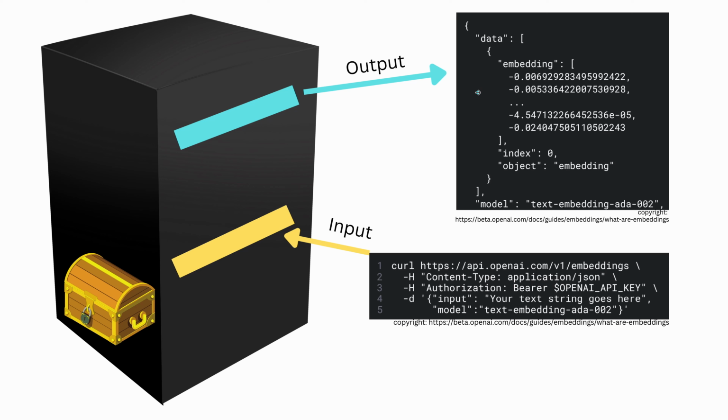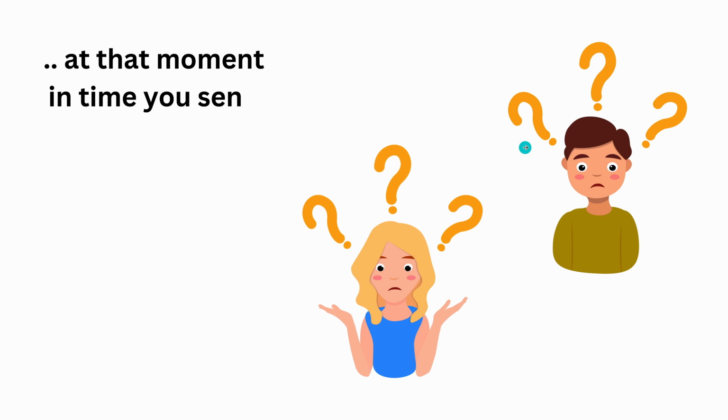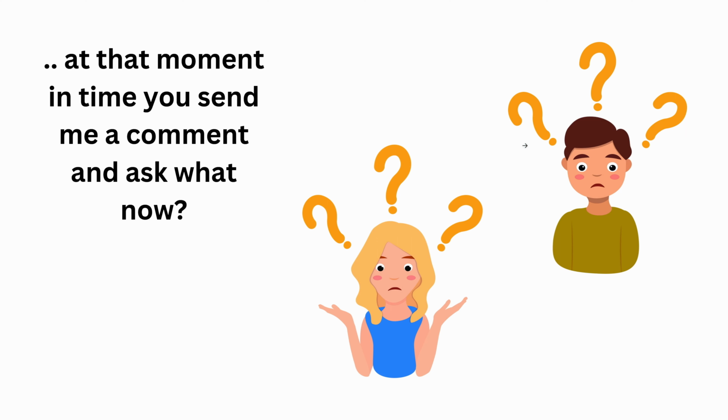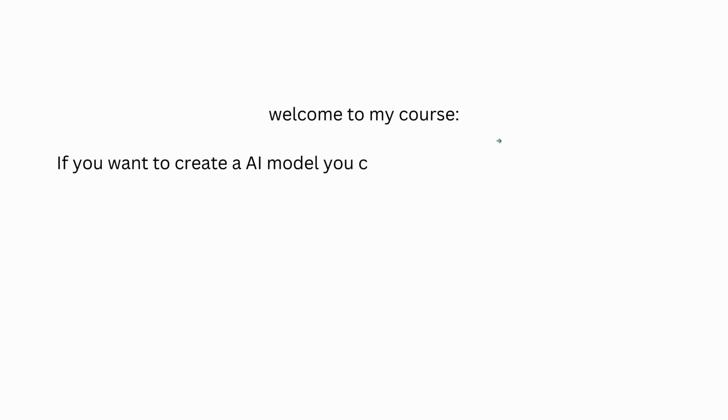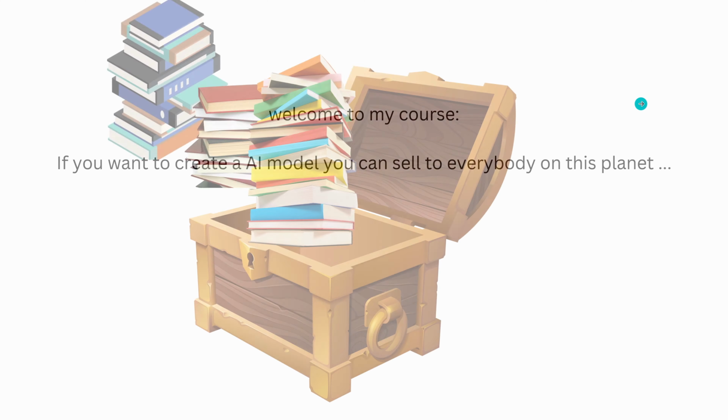And if you really just bought embeddings, this is the result you get back. You get back a vector, a high-dimensional tensor, a vector object representation in a vector space. And then comes the beautiful part. And at this moment, some viewer turned to me and says, hey, what now? Okay, so welcome. Welcome to my course, if you want to create an AI model you can sell to everybody on this planet, like Microsoft did.